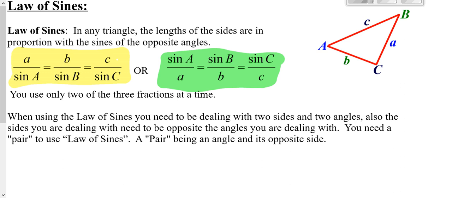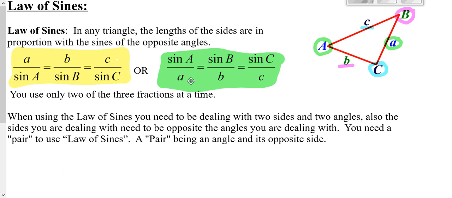So to use the law of sines, you need to know an opposite pair. That would mean you would need to know an angle and its side opposite, either the angle A, which is capital, and lowercase a, which is opposite, or you would need to know angle C and the side opposite, or you would need to know angle B and its opposite side. Notice, angles are capital letters, sides are lowercase letters. So if you know an opposite pair, an angle and its side opposite, you can use the law of sines.